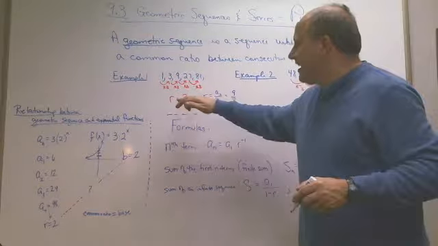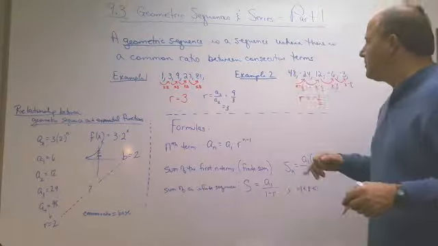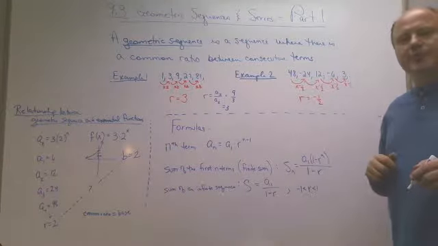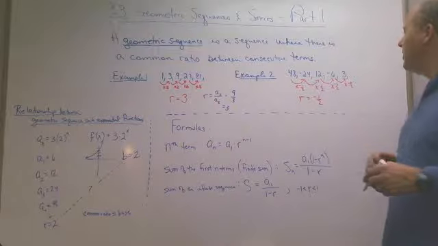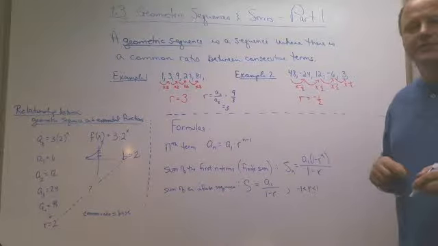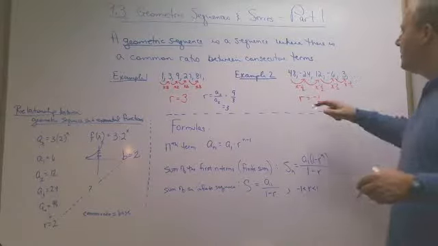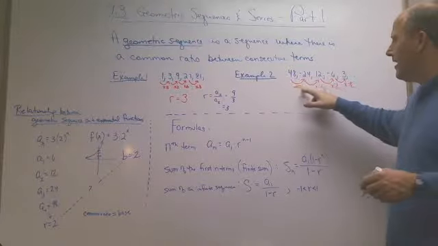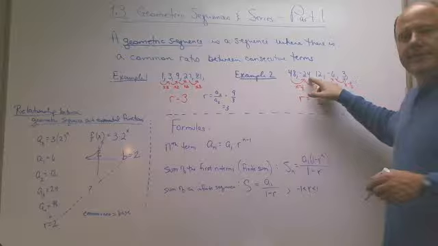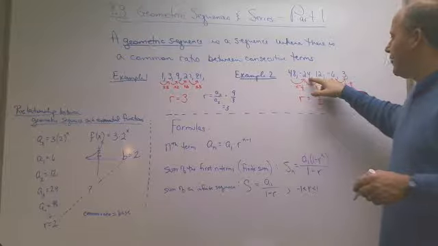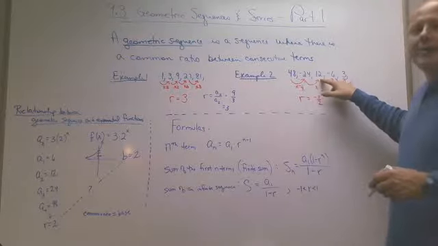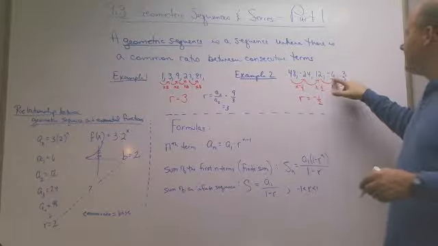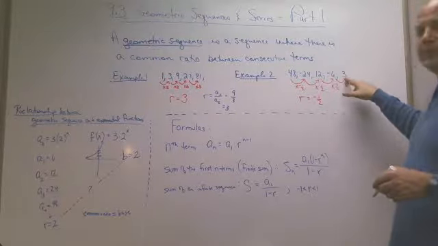That's when it's a kind of nice number. But look at example 2. The first number in the sequence is 48, and the next one is negative 24, then 12, then negative 6, then positive 3. When you go from 48 to negative 24, you multiply by negative 1/2. Multiplying negative 24 by negative 1/2 gives a positive 12. Positive 12 times negative 1/2 gives negative 6. And negative 6 multiplied by negative 1/2 is 3.